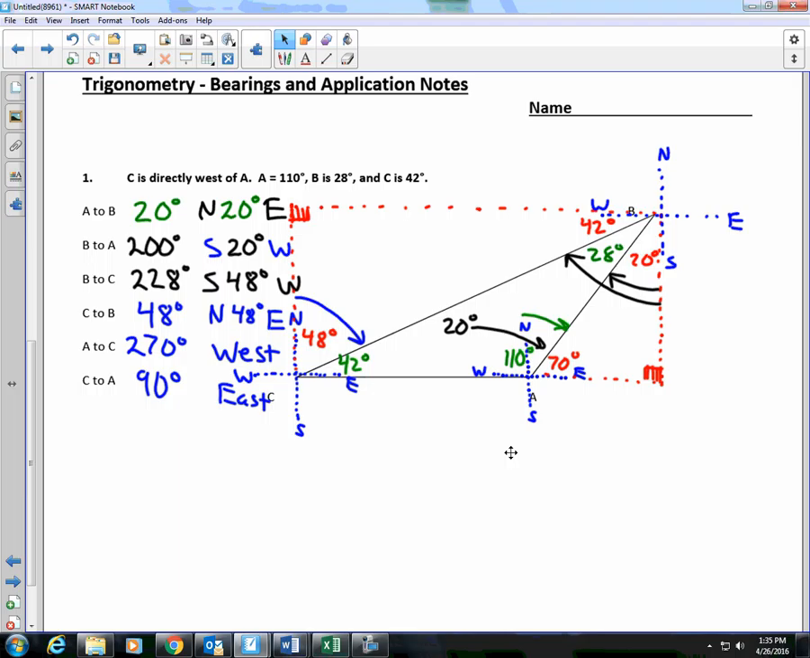So look at the relationship here. A to B, 20. B to A, 200. What do they differ by? 180. 228 and 48, they differ by 180. 270 and 90, they differ by 180. And then look at this part: east, west. Here, southwest, northeast, 48 stays the same. Northeast, southwest, 20 stays the same. And it will always work out like that. That's because you're turning around 180 degrees.